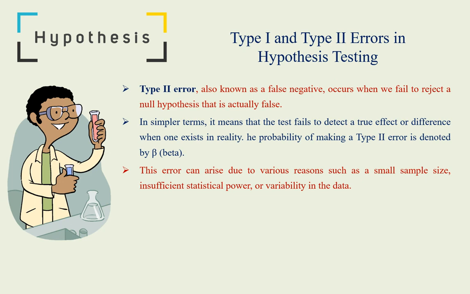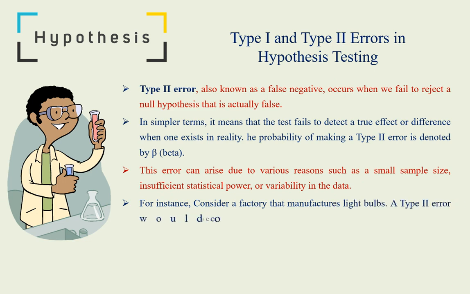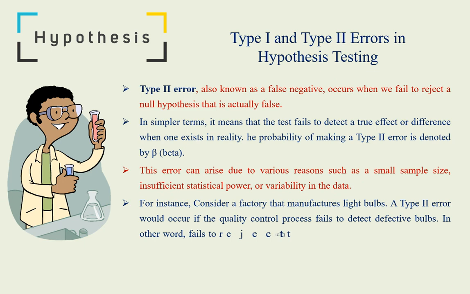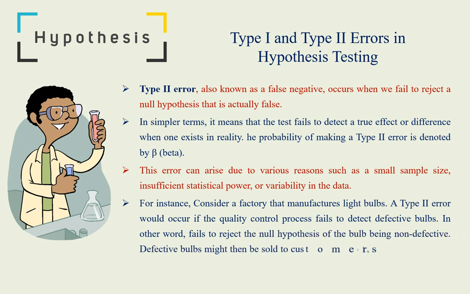the data. For instance, consider a factory that manufactures light bulbs. A Type 2 error would occur if the quality control process fails to detect defective bulbs. In other words, it fails to reject the null hypothesis of the bulb being non-defective. Defective bulbs might then be sold to customers, leading to dissatisfaction and potentially safety hazards.